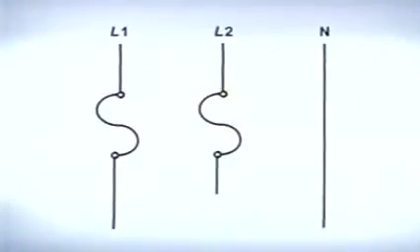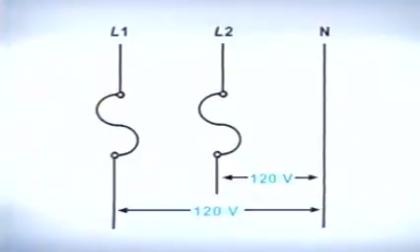The 240-volt single-phase system consists of two hot wires and one ground. Both L1 and L2 are fused, but the ground is not. A voltage reading of 120 volts can be measured from either hot wire to ground. When a voltage reading is taken between L1 and L2, the reading will be in the 240 volt range.